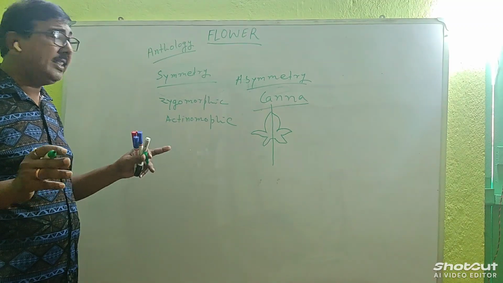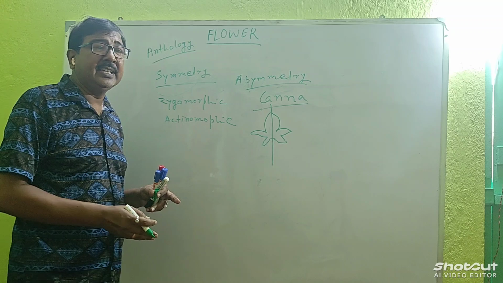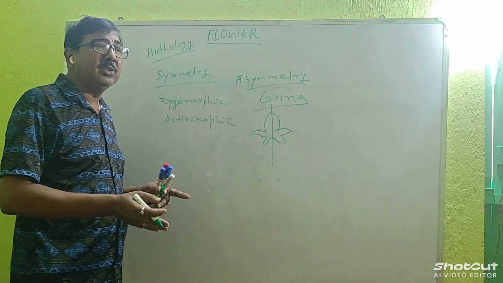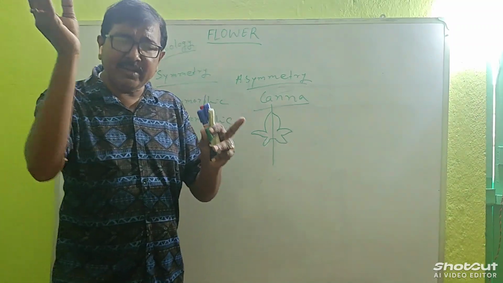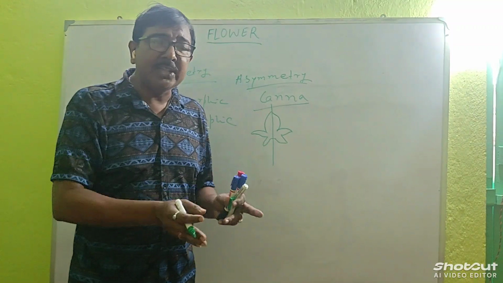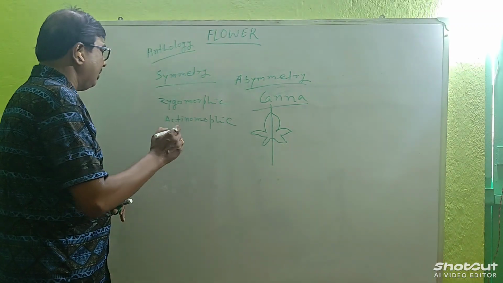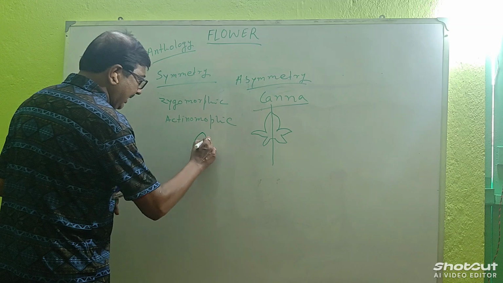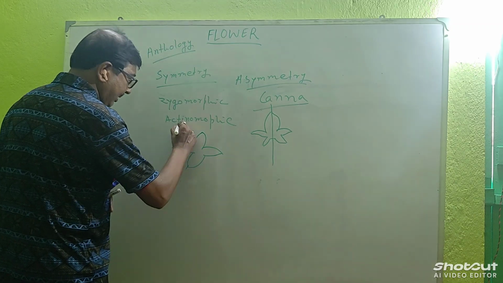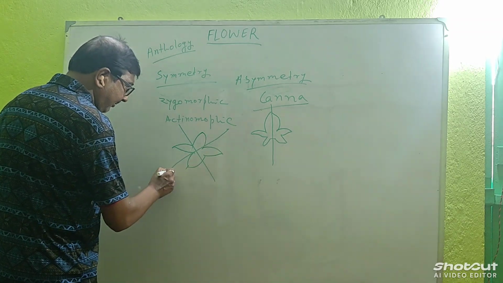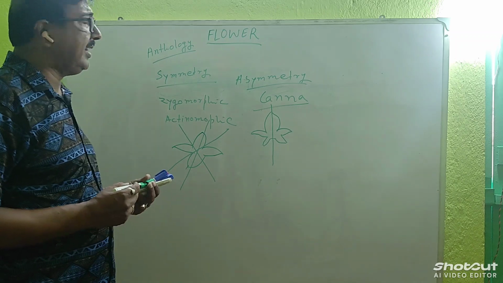Actinomorphic flower means when we can divide the flower from any vertical line through the axis into two parts. মানে যদি কোনো ফুলকে আমরা যে কোনো ভার্টিক্যালি ভাবে যে কোনো ভাবে ভাগ করে সমান দুটো ভাগে ভাগ করতে পারি যে কোনো দিক থেকে, তখন তাকে আমরা বলবো অ্যাক্টিনোমরফিক ফ্লাওয়ার। This type of flower, we can divide from this side, from this side, from this side. This type of flower is called actinomorphic flower.